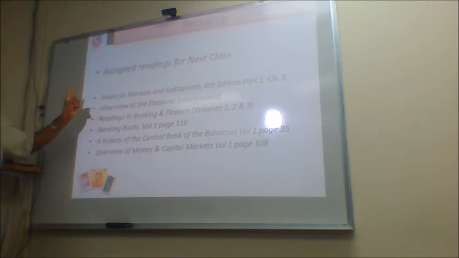You need to read this. This is the readings in banking and finance, these volumes, talking about banking roots, a history of the central bank in the Bahamas, and an overview of money and capital markets.